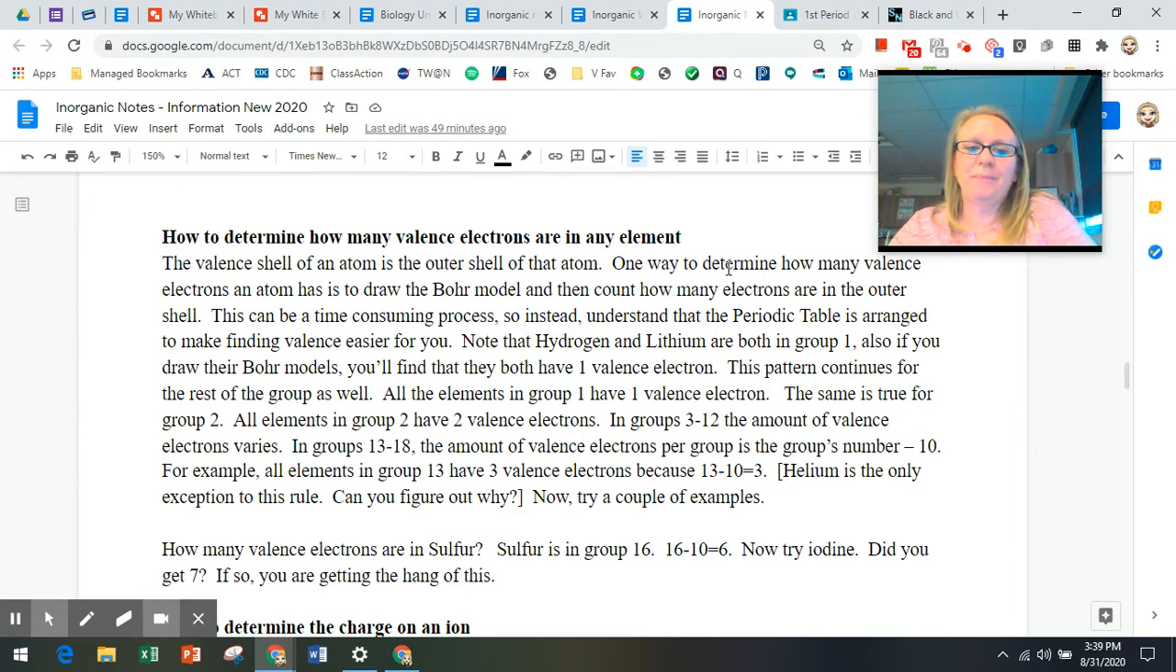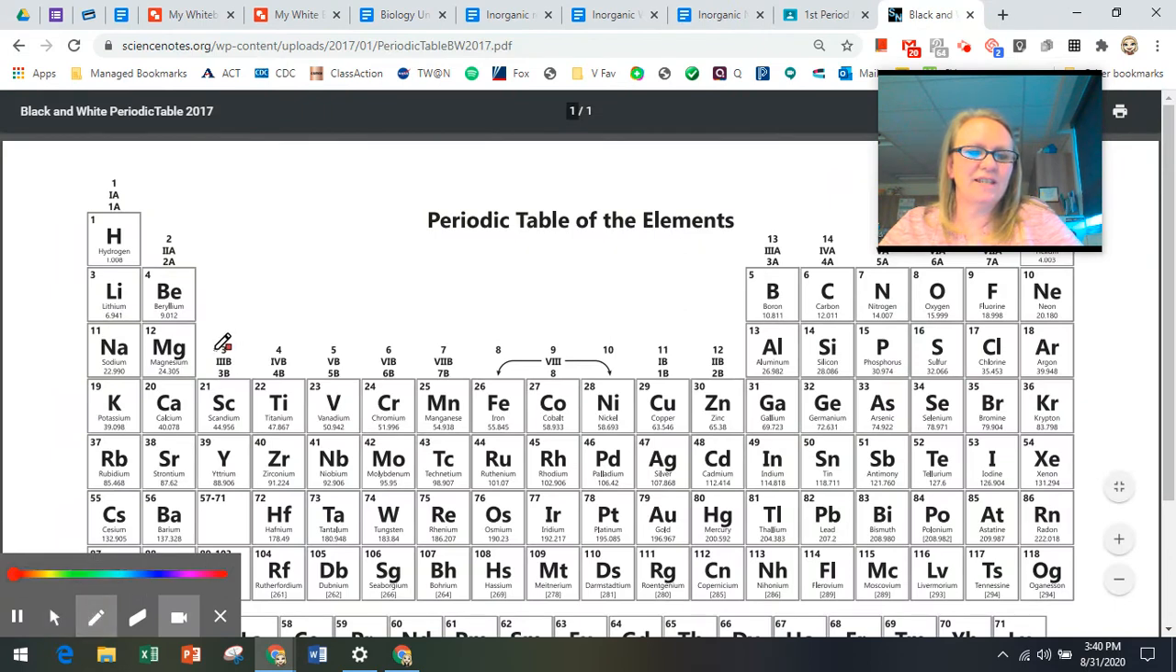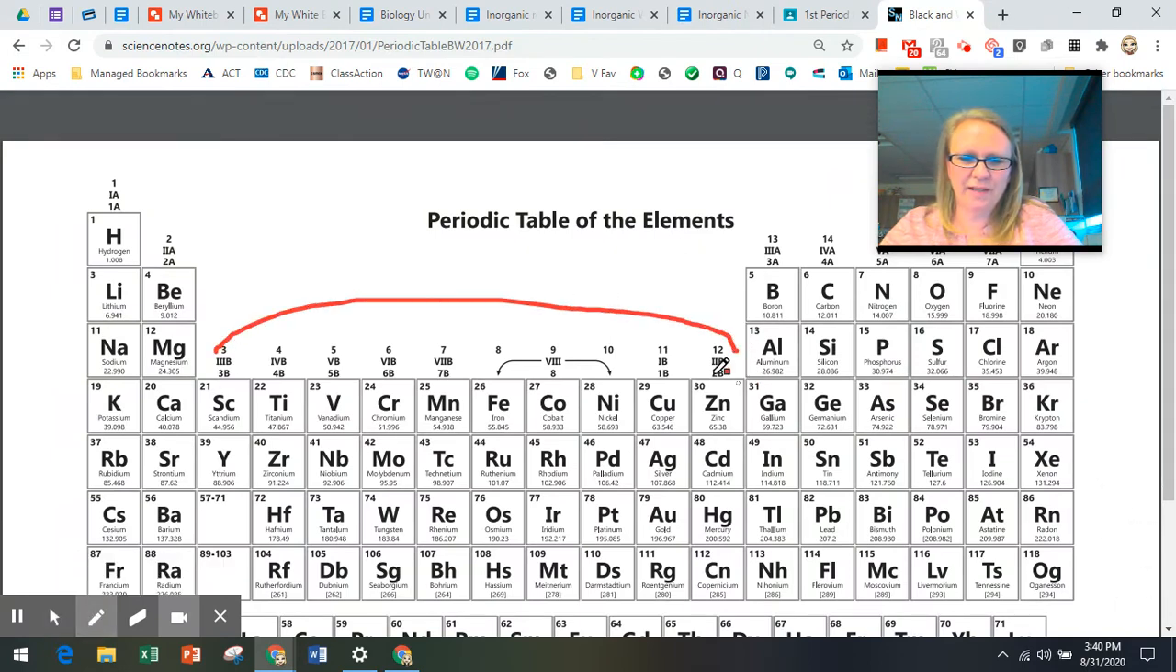One way to determine how many valence electrons there is, clearly, is to draw that Bohr model every time and just count them, but that can be kind of time consuming. So what we want to do instead is notice that there's a pattern on the periodic chart that helps with that. So group 1, everything in group 1 has 1 valence electron, and group 2, everything in group 2 has 2 valence electrons.